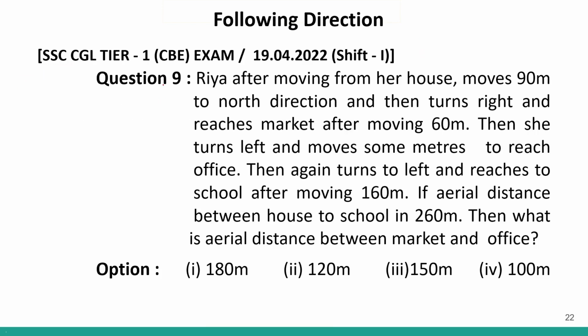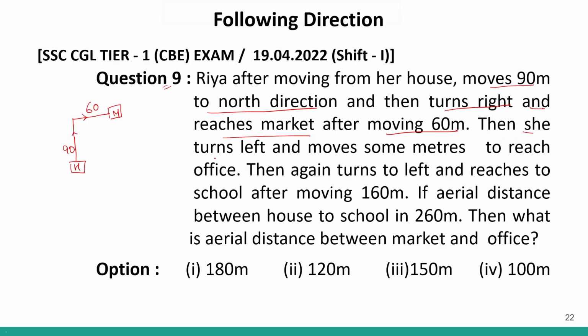Now, question number 9. Ria, after moving from her house, moves 90 meters to north direction. So let's say Ria is over here, house is over here, and she is moving 90 meters north. And then she turns right and reaches market. So from here, she turns right, reaches a market. Okay, after moving 60 meters. So this is 60 meters.